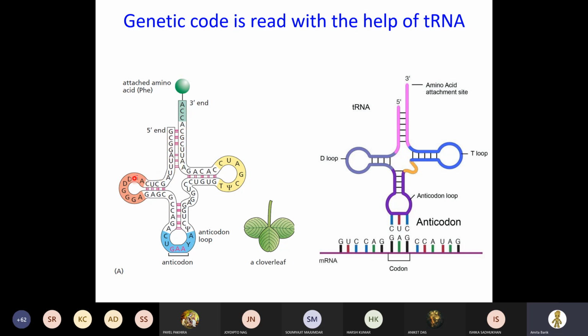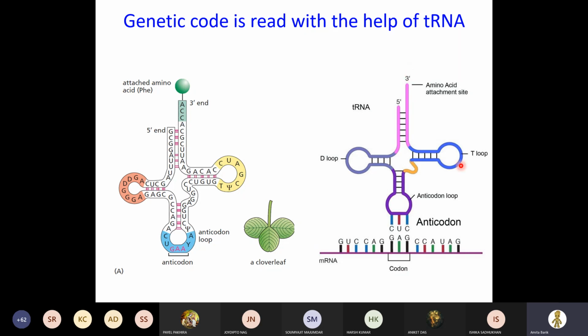And then there are some loop-like structures which are colored over here, the orange, the sky blue and the yellow. This part is unpaired. They are not pairing with each other. So these are known as the T loop, D loop, then the anticodon loop. And then we have an amino acid attachment site. So at this 3' end, the amino acid attaches.